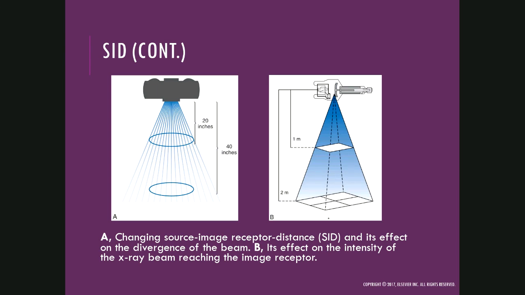Basically, when you change your SID, it changes the quantity of radiation reaching your IR, because as you get further away, you get more divergence of the beam. What the crap is divergence of the beam? Spreading out of the beam.